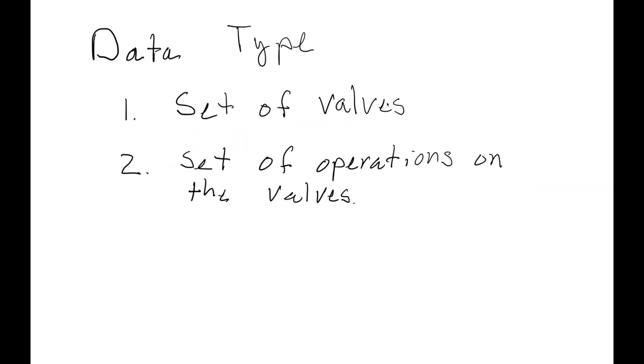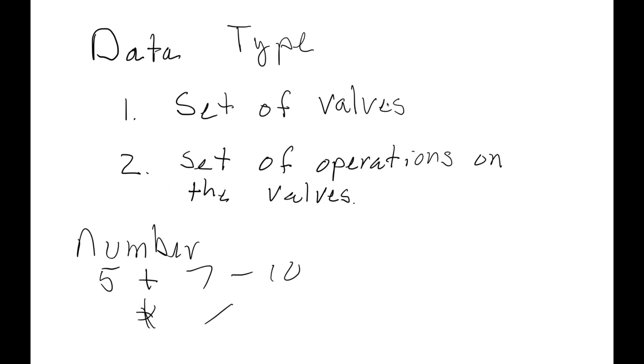For example, we have a data type of a number. So, we have different numbers, 5, 7, 10, etc. And operations we can perform on it. We can add numbers together, we can subtract numbers, of course we can multiply and divide numbers. So that's a data type.